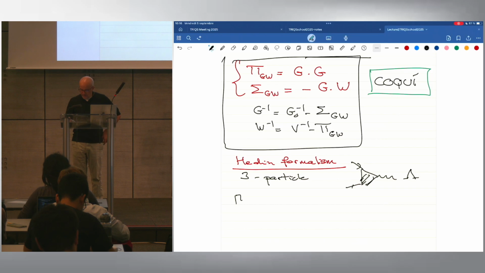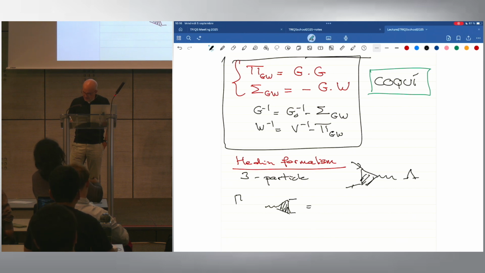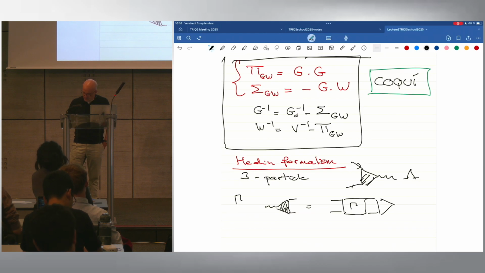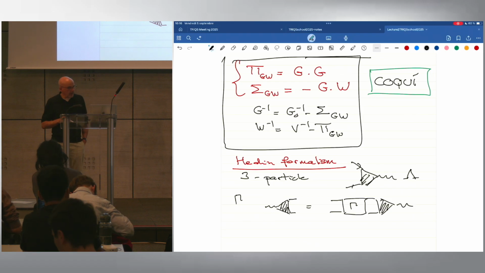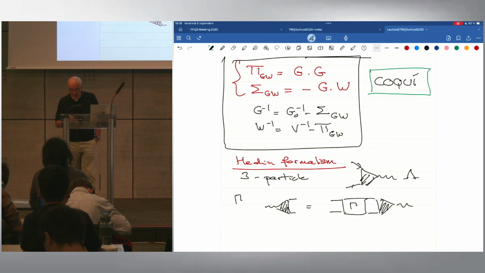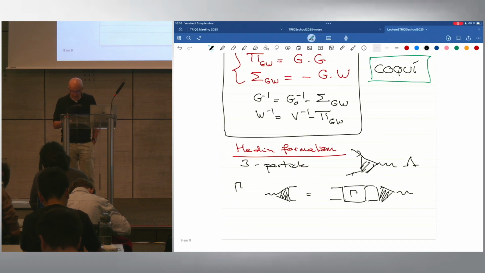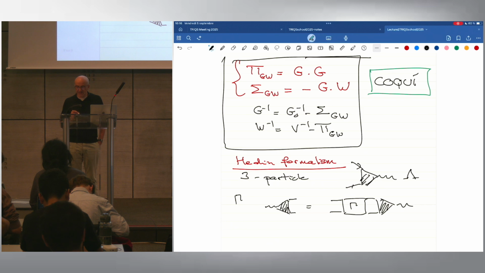And symbolically, this integral equation for the three-particle vertex is something like this. So that would be gamma, the one that Hugo introduced. So there is a closed equation that relates gamma and lambda, which is given by this expression. And the Hedin formalism derives exact expressions for pi and sigma in terms of G, W and lambda.